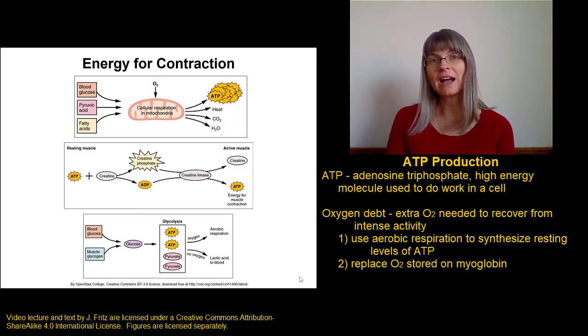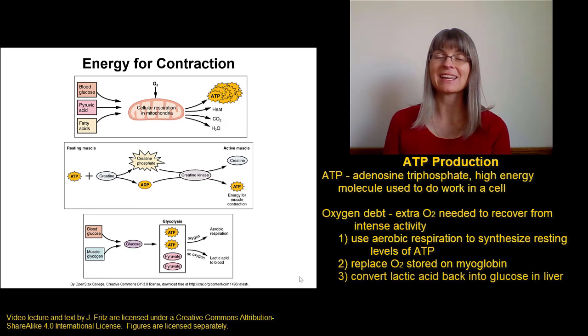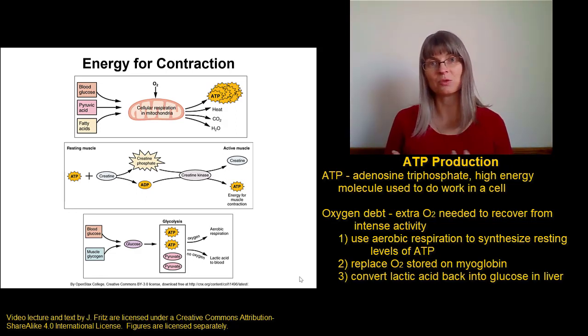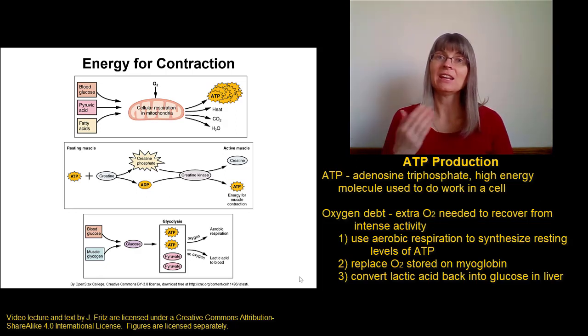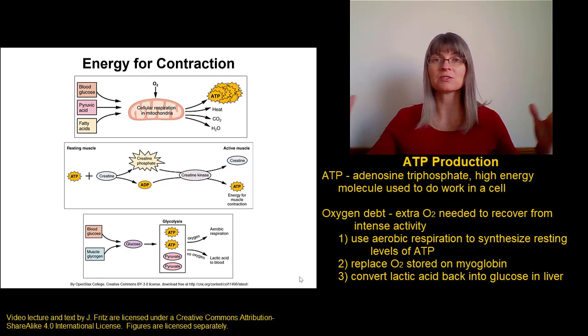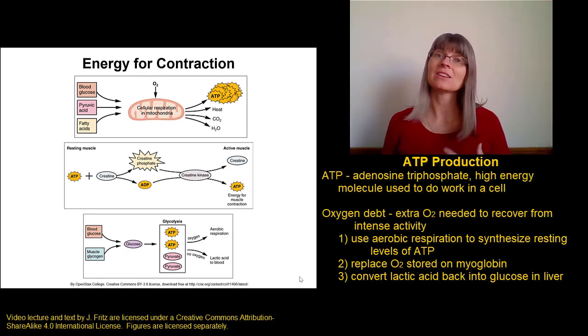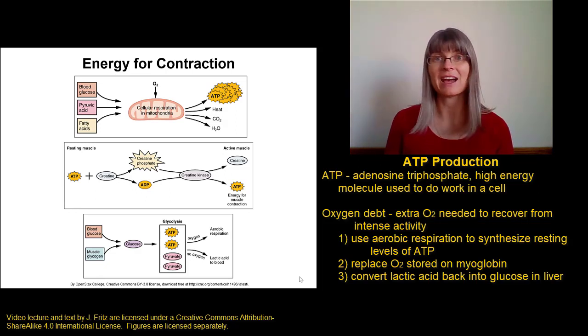We also need extra oxygen to get rid of the lactic acid. Lactic acid collects in the muscles during intense or prolonged activity, and then through the normal circulation of the blood, the lactic acid comes out of the muscles and ends up in the liver. In the liver, we can convert that lactic acid back into glucose, but it does take oxygen.